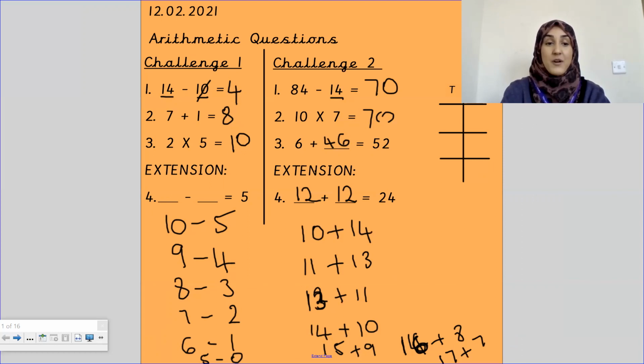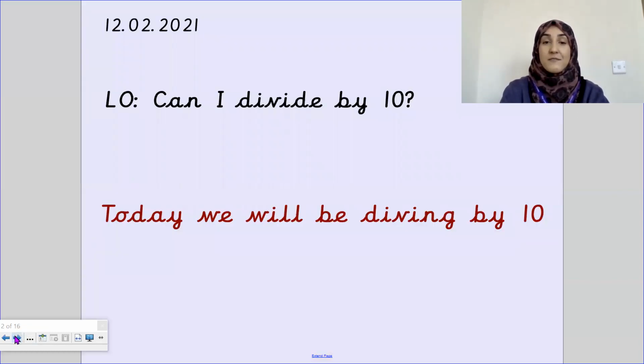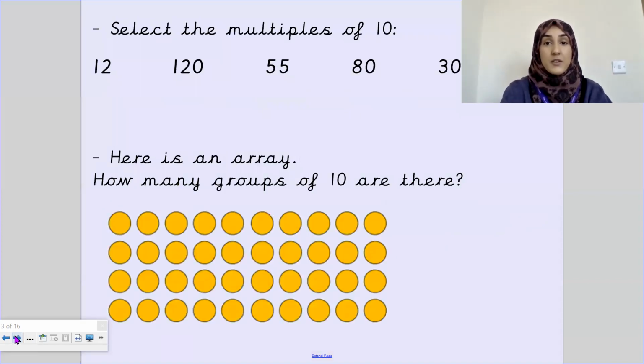Okay, Mara's class, well done for completing arithmetic and going through the examples with me. Now let's begin our final lesson for this term. And our learning objective for this lesson is, can I divide by 10? Can I divide by 10? So we will be dividing by 10 today in this lesson. Okay, now at the top, very quick warm up, it says select the multiples.